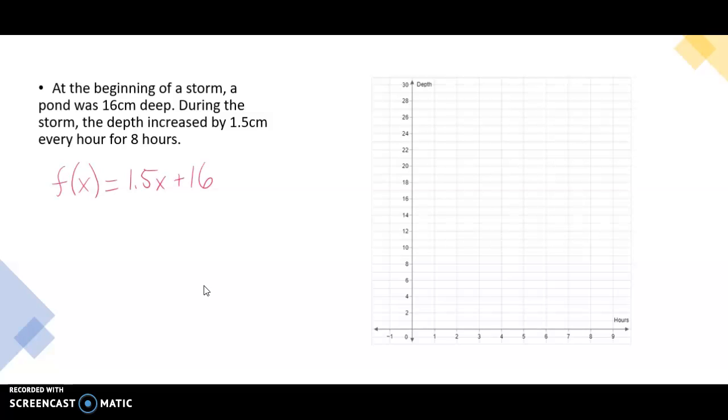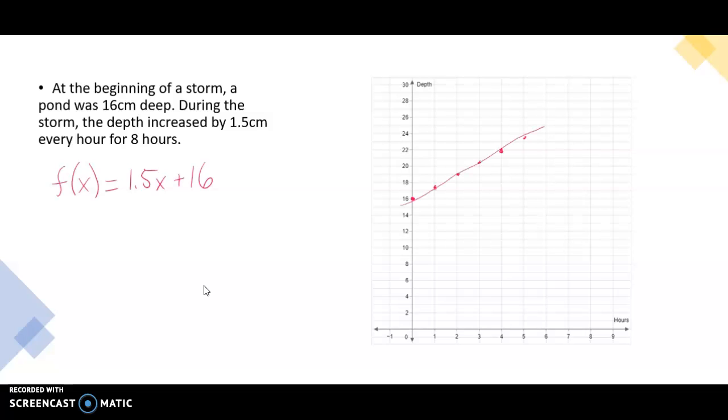So my graph will look like, so I've got (0, 16) for my y-intercept, and then I'm going to go up 1.5 and then over 1. So it'll be about there, and then I can keep going with my graph. So up another 1.5, over 1. Then all your points should line up. So I'm just going to do a few more points here, and then you can draw your line.